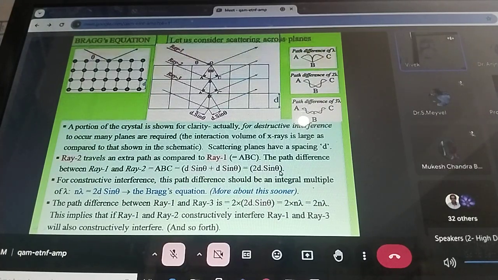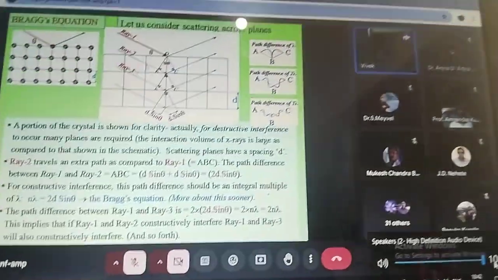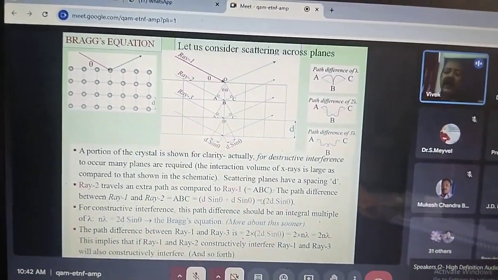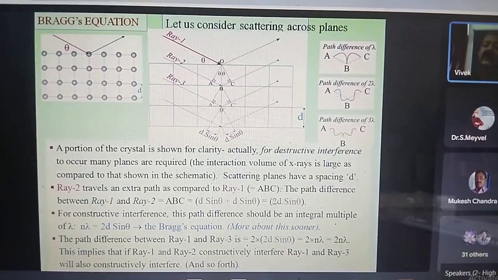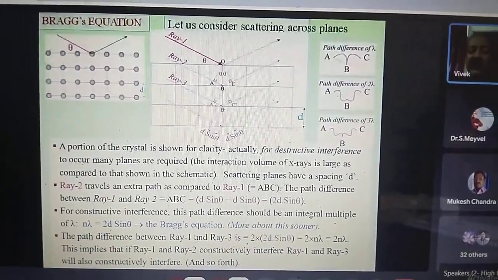So what is the condition? It's not that we are saying it contains one wavelength. Maybe it contains a half wavelength also. For constructive interference, this path difference should be an integral multiple of the wavelength. n lambda is equal to 2d sin theta. Our path difference is 2d sin theta. Constructive interference will happen when 2d sin theta is equal to n lambda. We call this Bragg's equation.